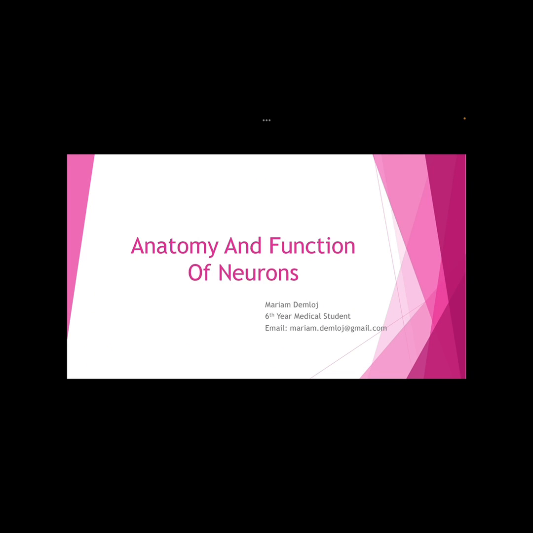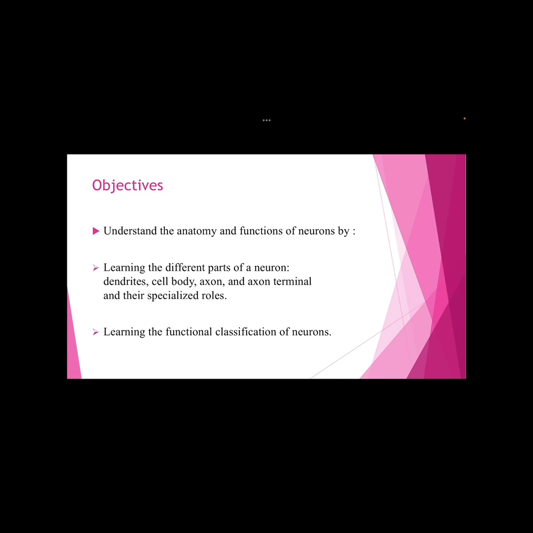So today we'll start with the first topic, which is anatomy and function of neurons. We'll break down what they look like, how they work, and why they matter. By the end of this session, you will be able to understand two main things. First, the different parts of a neuron and their specialized roles, and second, the functional classification of neurons.